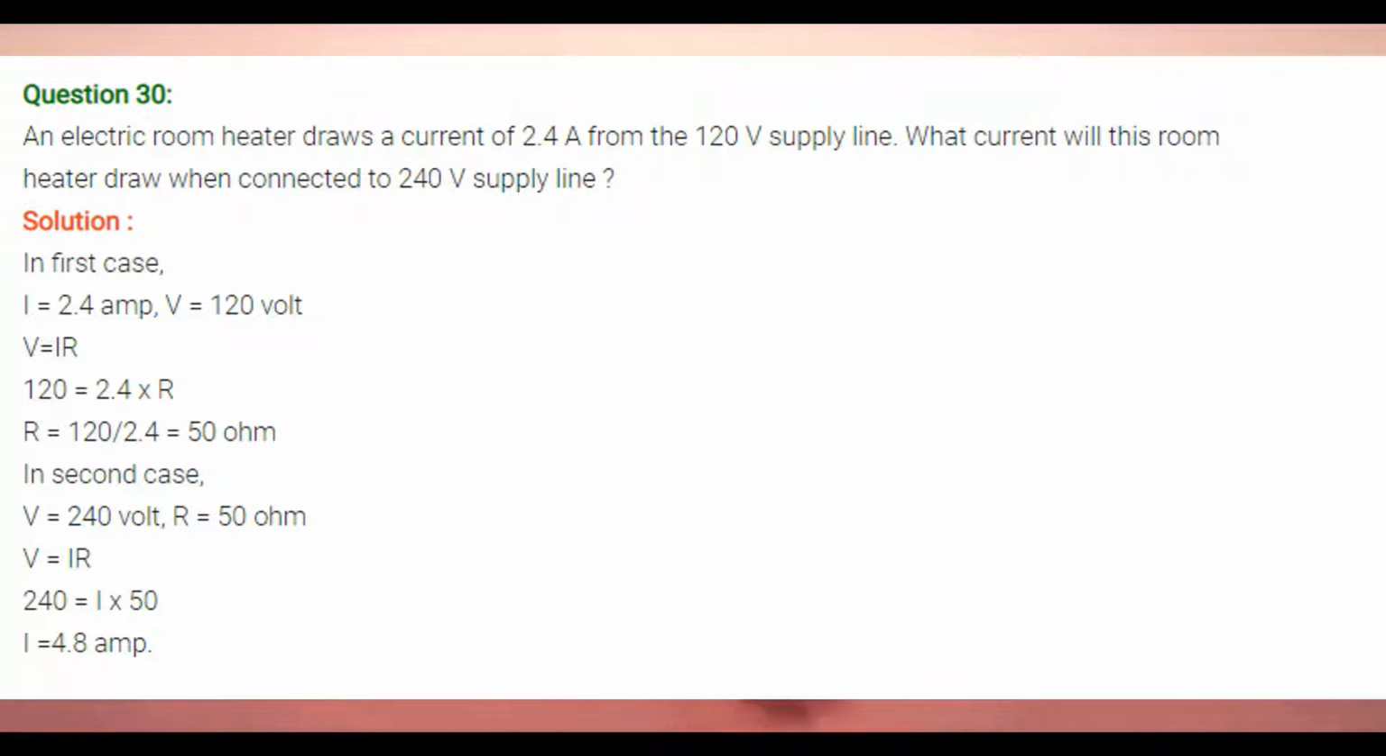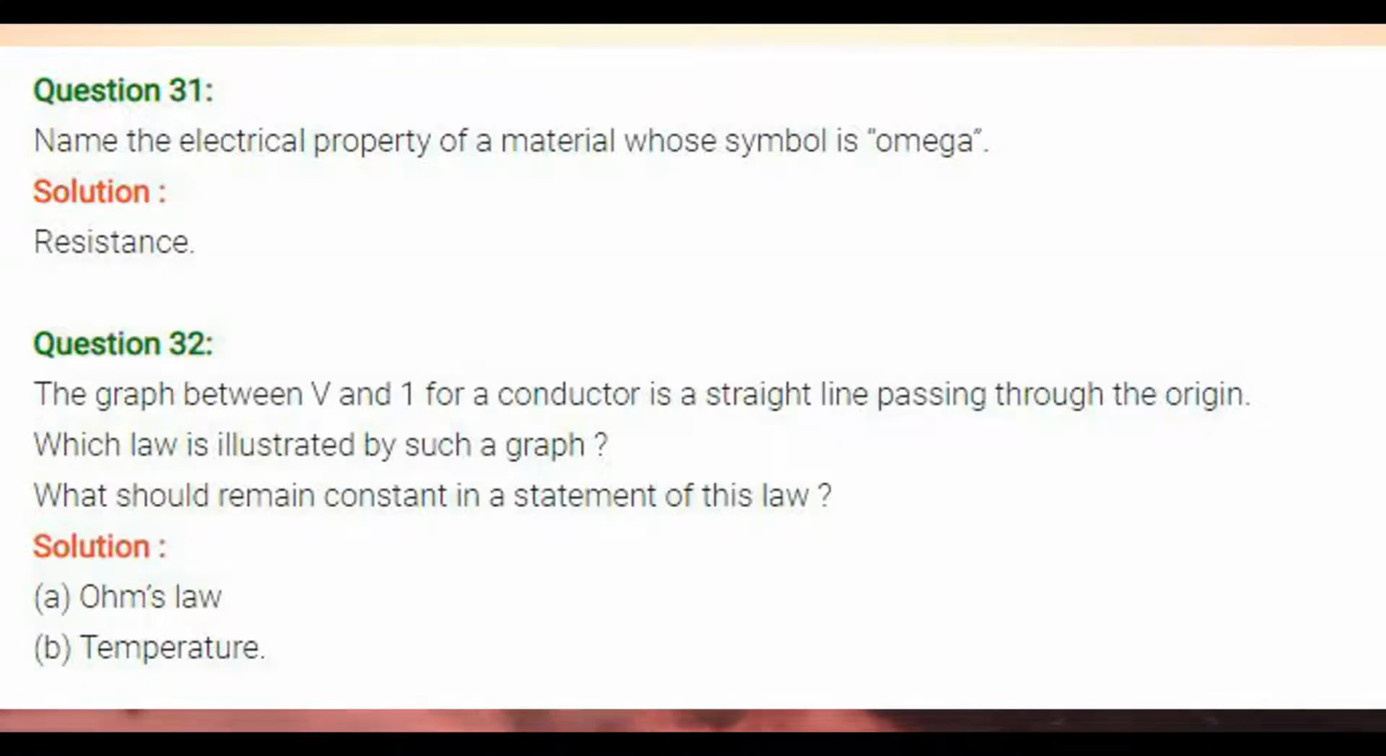R equals 50 ohm, V equals I into R, 240 equals I into 50, I equals 4.8 amp. Question 31. Name the electrical property of a material whose symbol is omega. Solution: resistance.